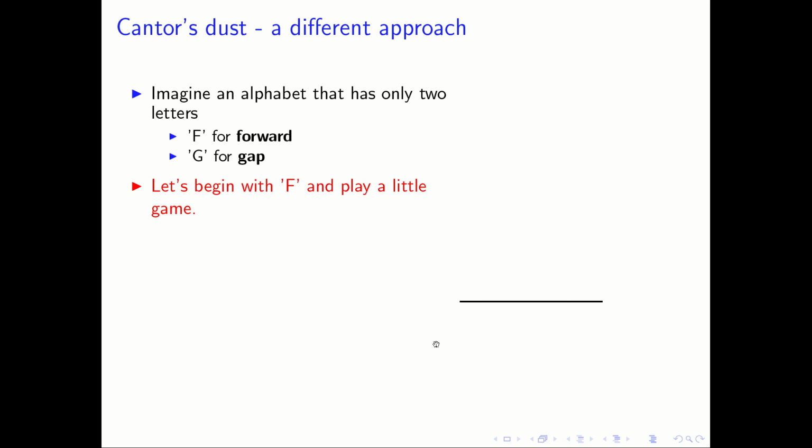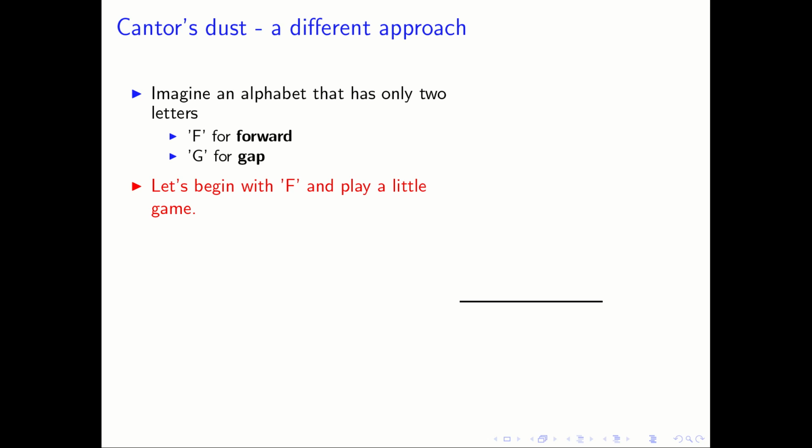And the game that we will play is that from the beginning word, we will build up new words using a specific rule. What is the rule? Well, just imagine that you are building up the Cantor dust. What do you do in the next step? You drop the middle third. So from F, what you get is go forward, leave a gap, go forward. The gap is the middle third. So F becomes FGF.